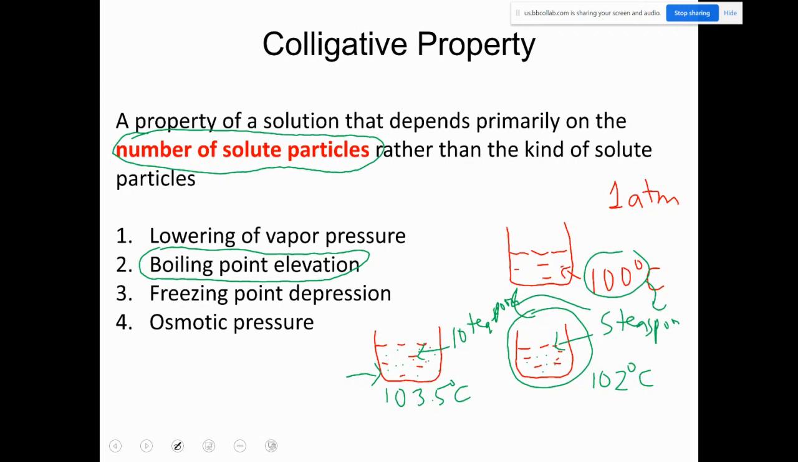Basically, it's a property of a solution, since we're talking about solutions here, that depends primarily on the number of solute particles dissolved in it, rather than the kind of solute particles. There are 4 colligative properties that we're going to talk about. The first one is vapor pressure and how it is lowered whenever we add solute particles to a solvent. Then we're going to talk about boiling point elevation, the example that I just gave.